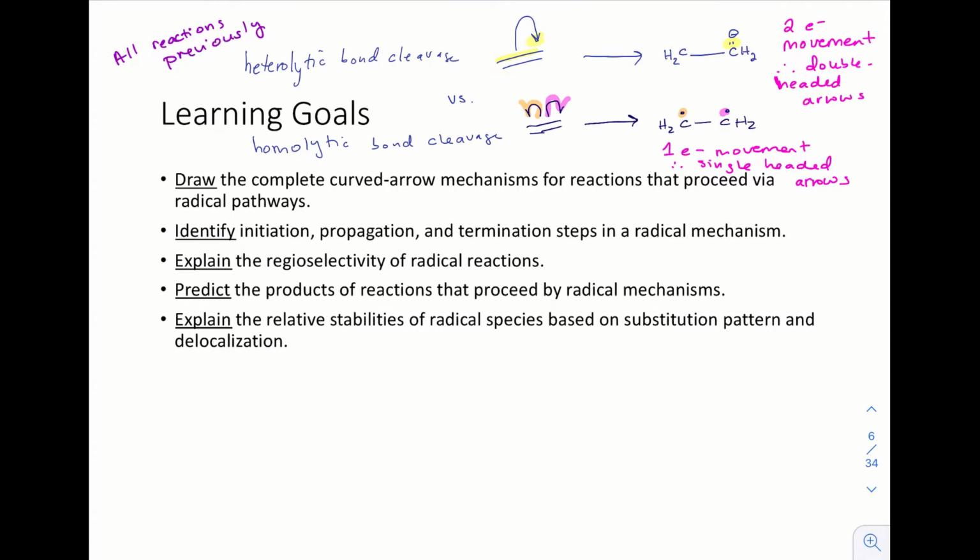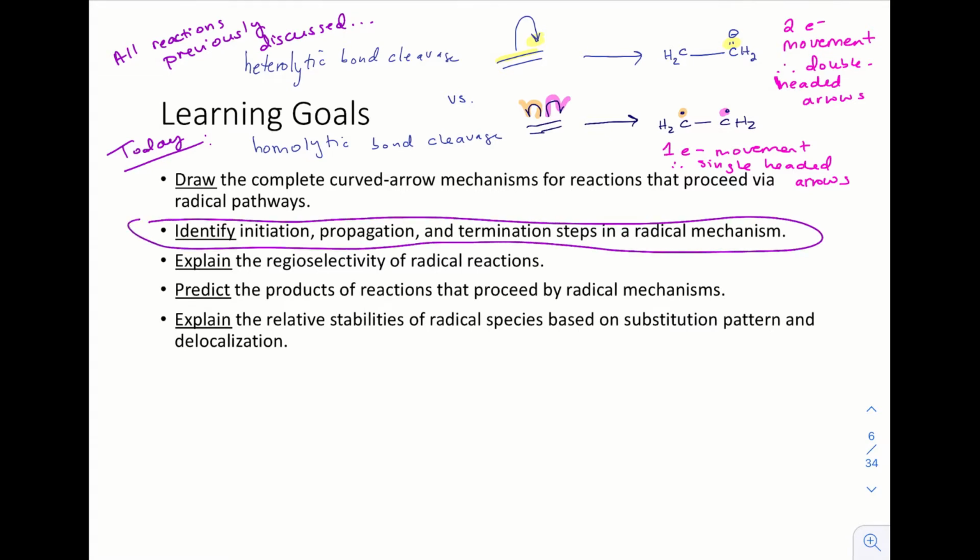For some of the reactions where I said we won't learn the mechanism for this, perhaps the reason was it proceeded via homolytic bond cleavage, which we will discuss today. So single electron chemistry. Those mechanisms can be described by three steps: initiation, propagation, and termination steps. So we will learn those elementary steps.